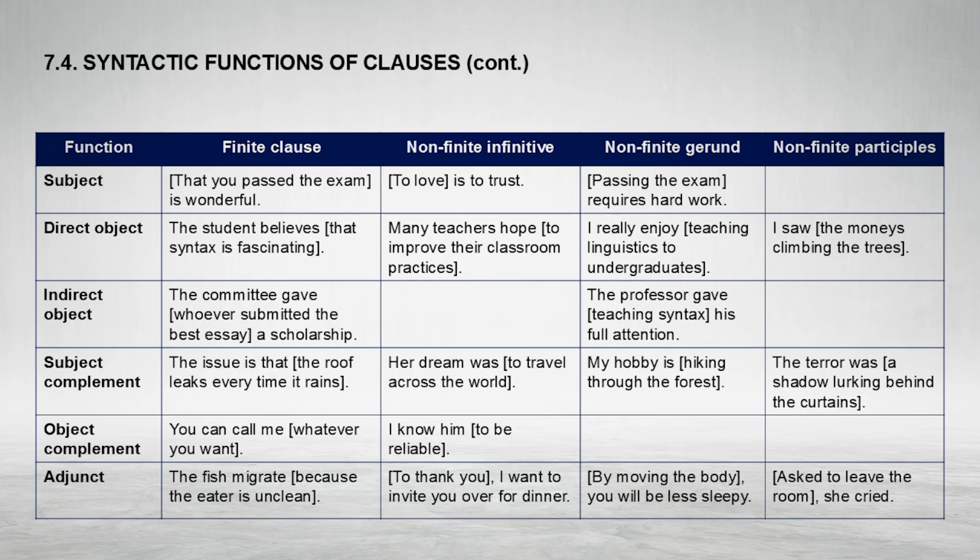In regards to the indirect objects, only finite clause and non-finite gerund clauses can function as an indirect object. A subject complement can be realized by all forms: finite clause, non-finite infinitive clause, non-finite gerund clause, and non-finite participial clause.